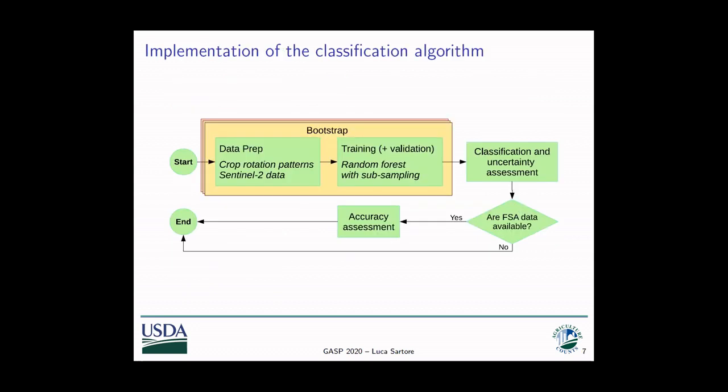The algorithm is basically the following. Within the bootstrap, we prepare our data, so we include crop rotation patterns and remote sensing images, and we sample them. Once we have these training data sets, we perform a random forest classification training. Based on those results, we produce our map and the uncertainty layer as well. If we have FSA data that are administrative within our secure environment, we can also assess the accuracy of those classification results. Next, please.